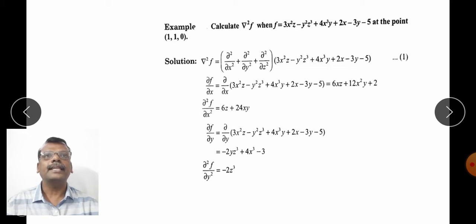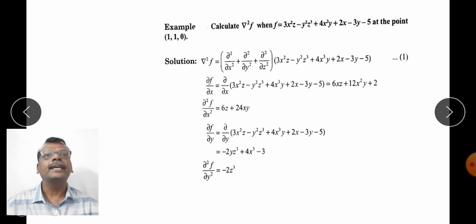Therefore, we have to apply the Laplace operator for this one. Del square f is equal to dou square by dou x square plus dou square by dou y square plus dou square by dou z square of f. Now we have to find this separately: dou square f by dou x square. Similarly, the remaining two also. First, we have to calculate dou f by dou x. Now, dou by dou x of f.